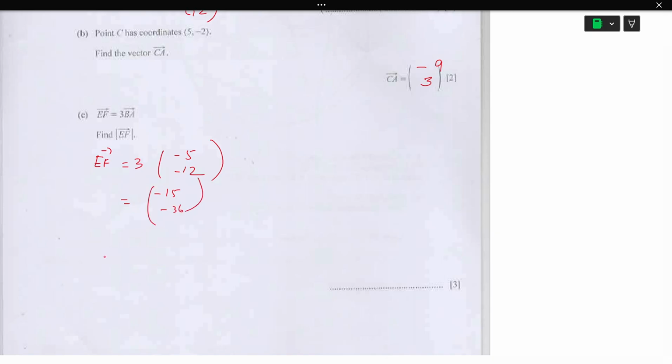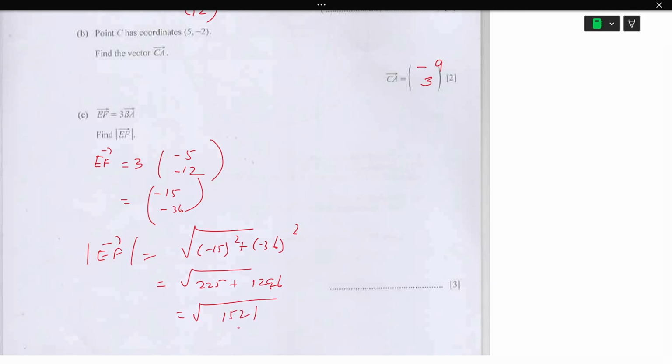So we need to find the magnitude of EF, equal to square root of -15 square plus -36 square, which is equal to square root of 225 plus 1296, which is 1521, equal to 39. So 39 is the answer here.